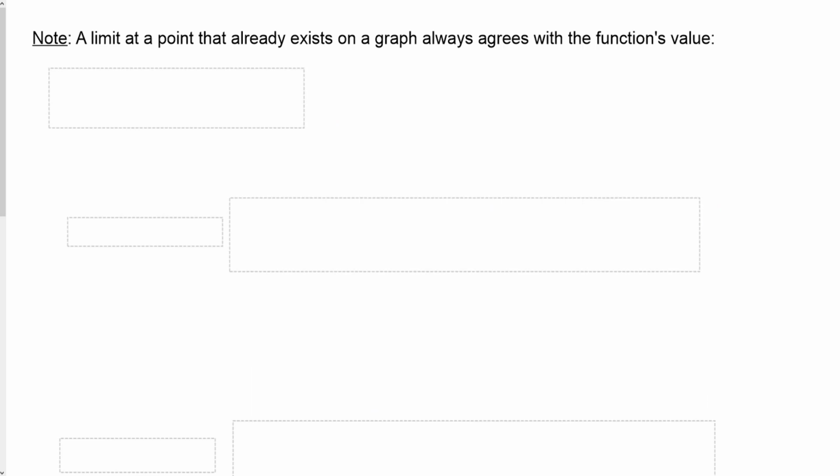Now, the next thing that I want you to understand is that if you have a limit point that already exists on a graph, so if you already have continuity, then that limit's just going to agree with whatever the function's value is. So, for example, let's look at this function, the limit as x approaches 1 of 4 minus x squared.